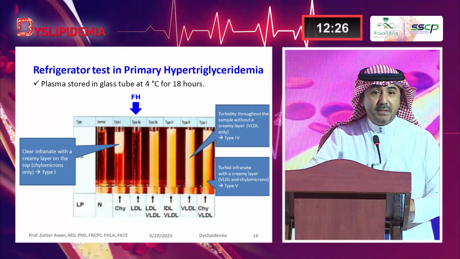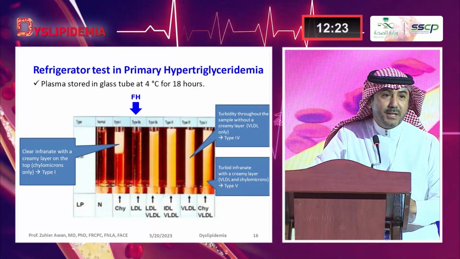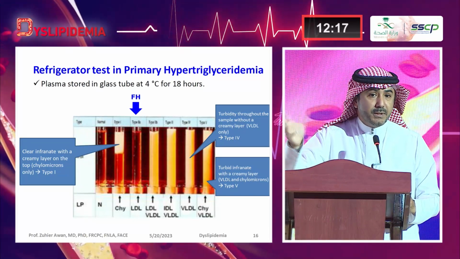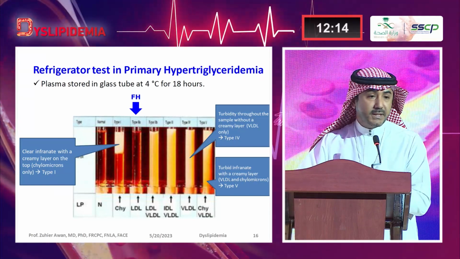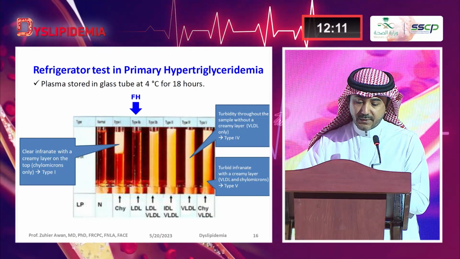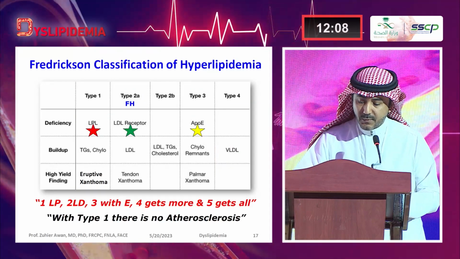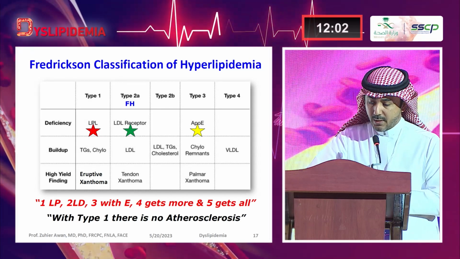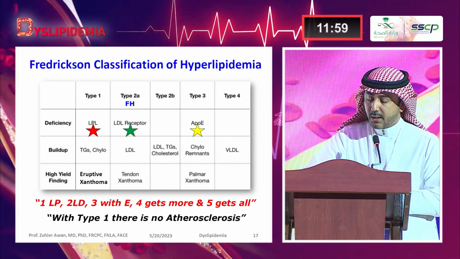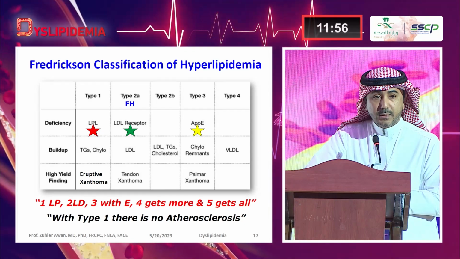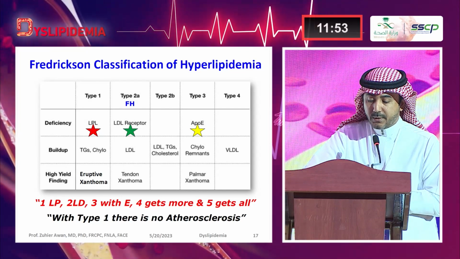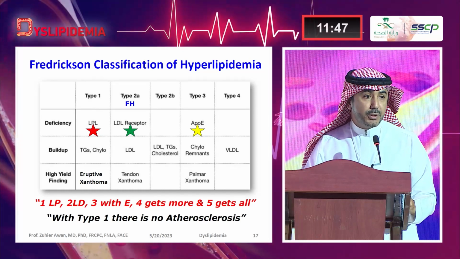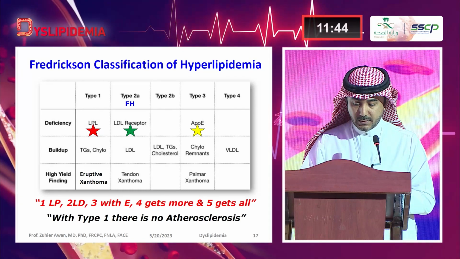Familial hypercholesterolemia patients have a very normal serum because they only have isolated LDL cholesterol, while the other types have a turbid to a creamy layer. This is actually the way the Fredrickson classification started. Type 1, as we said, is due to a mutation or null gene in lipoprotein lipase. Familial hypercholesterolemia is a mutation in the LDL receptor, ApoB, the ligand, or PCSK9. And type 3 is a mutation or a variant in ApoE2.